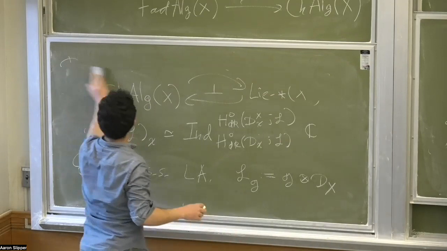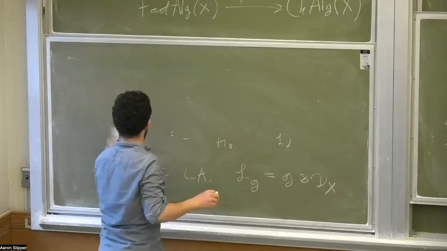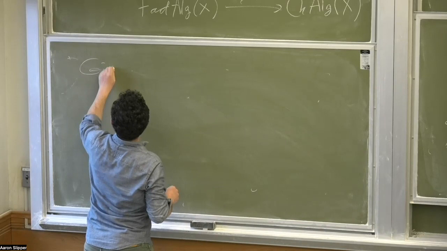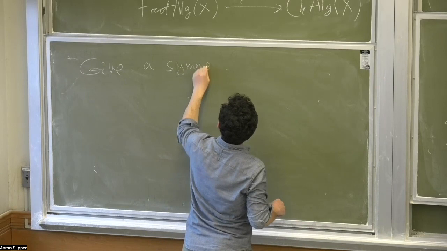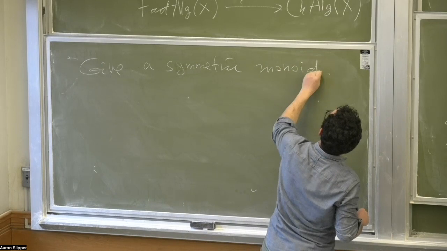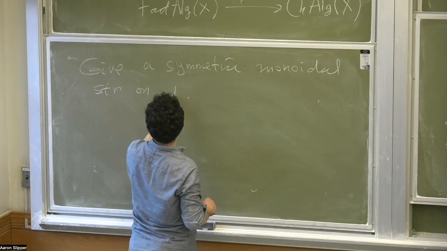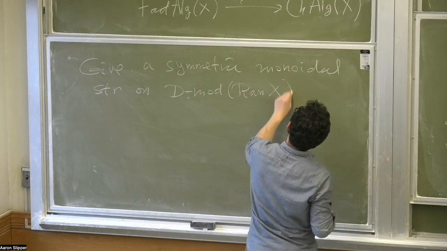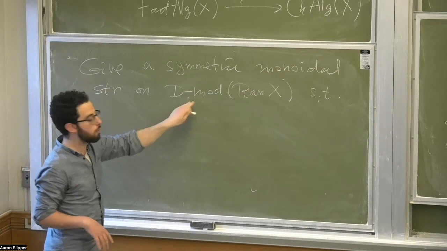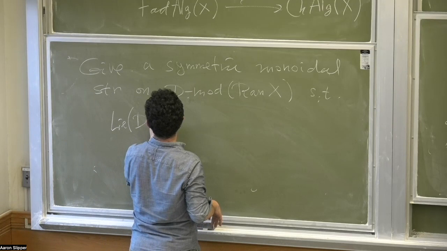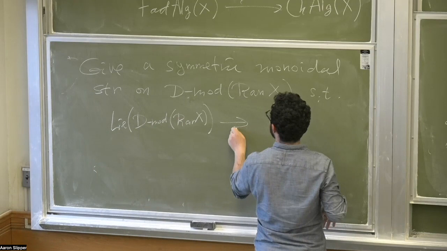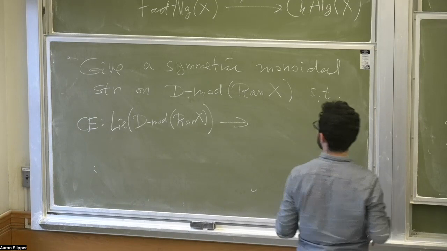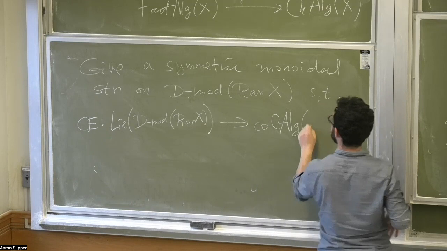And the main idea of the proof is, first of all, to give a symmetric monoidal structure on a category of D-modules on Ran X, such that, with respect to the symmetric monoidal structure, we will have a notion of D-algebras in X. And there will be the construction of the Chevalley complex from Lie algebras to cocommutative coalgebras in D-modules on Ran X.